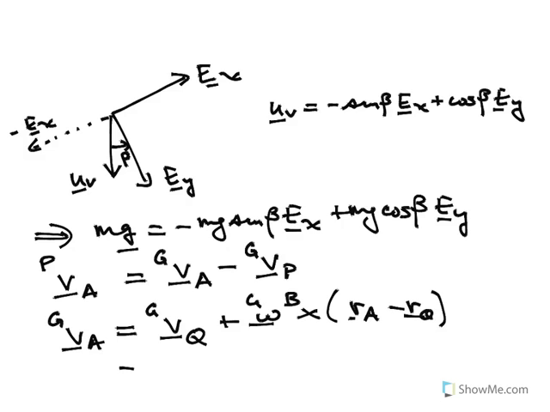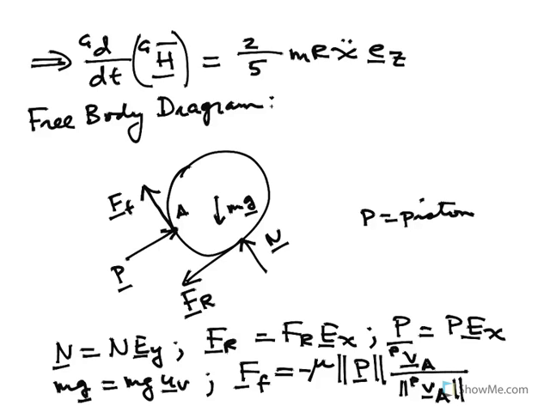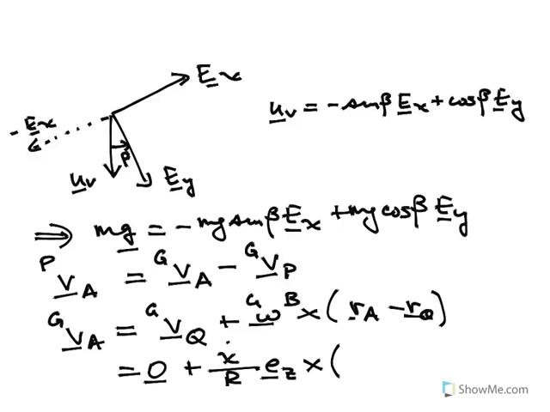But we know that the velocity of Q is 0 because it rolls without slip on the ground, and we know that this angular velocity is x dot over r EZ because we already got through computing it. So now we have to figure out what RA minus RQ is. Well, A is here and Q is there. So given the fact that this direction is EX and this direction is EY, we know that the position of A relative to Q is equal to minus R EY minus R EX, from which we can actually compute the velocity of point A.